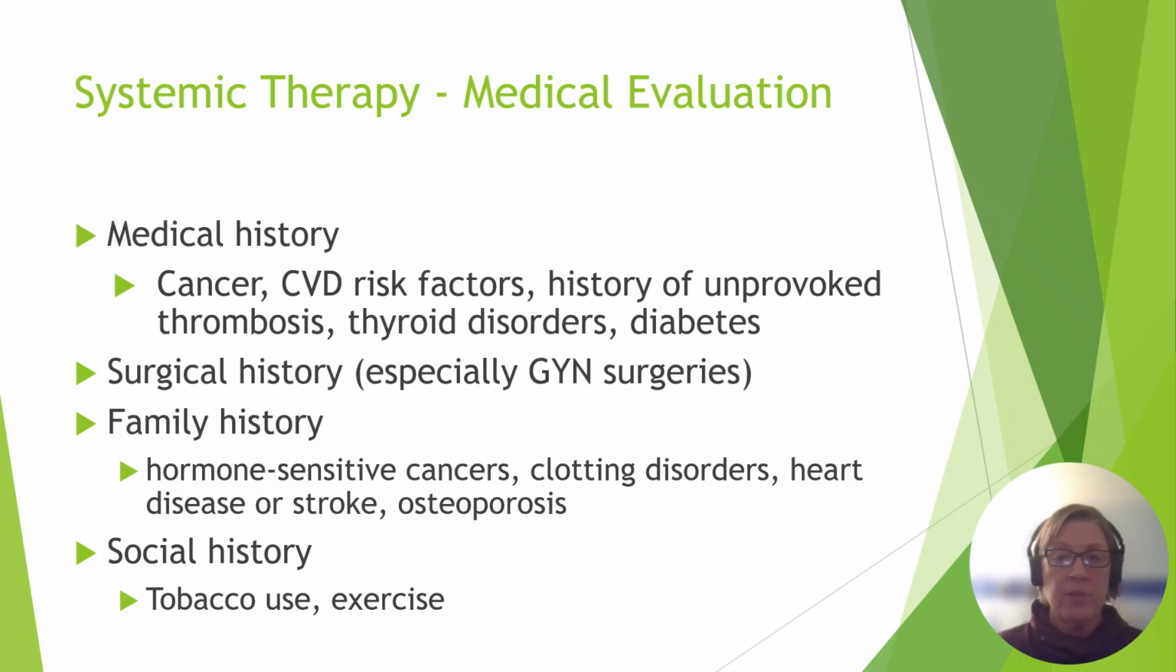You want to know their surgical history, specifically their GYN surgeries. For example, do they have a uterus? Do they have ovaries? You want to know family history. Is there family history of hormone-sensitive cancers, clotting disorders, heart disease or stroke, and osteoporosis? In terms of social history, it's good to know about tobacco use as well as exercise, and these are primarily related to your cardiovascular risks and your clot risks.